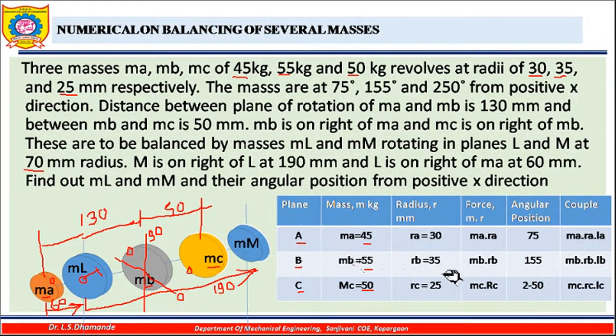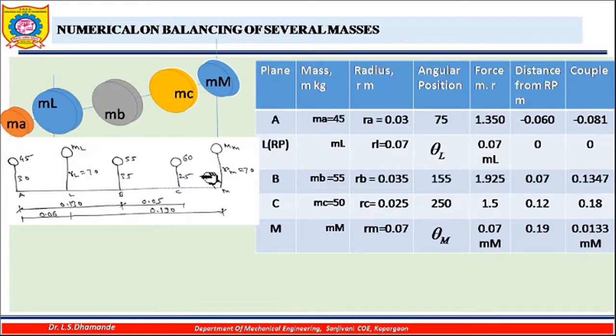So here in this case we have listed the masses and their radii and their angular positions, and now we are trying to put these two more planes in this table where there are two unknown masses and two unknown angular positions. This diagram again I am representing here in the form of a simple two-dimensional diagram for planes A, L, B, C and again M. Also I have specified the radii as 30, 70, 35, 25 and 70 mm, and these distances are marked in meters, and also specified the known masses and the unknown masses ML and MM.